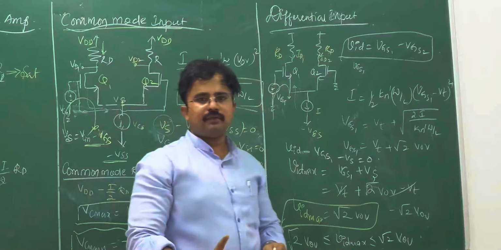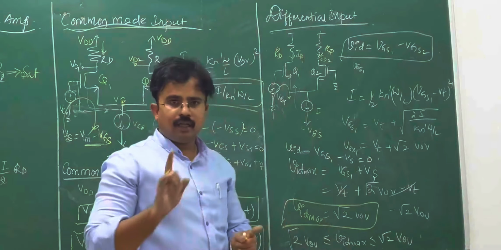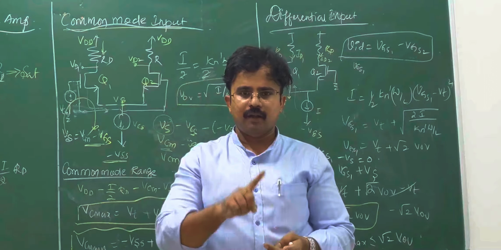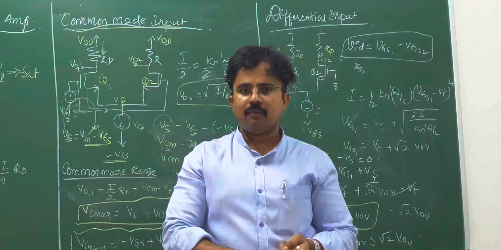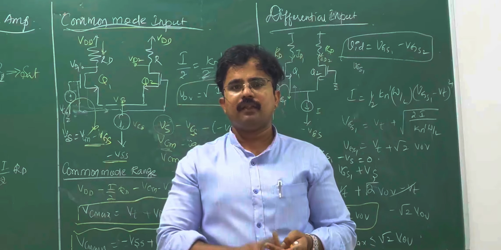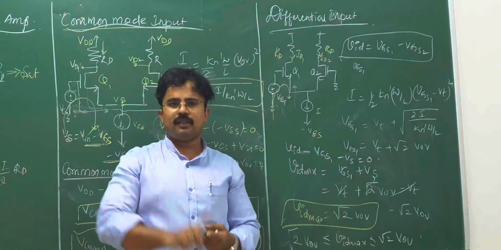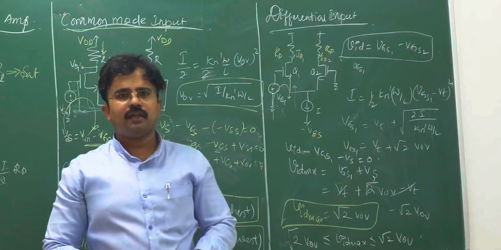So in today's class, we have observed the working of the basic differential amplifier: the working principle when you give a common mode input, and the working principle when the differential mode input is given. So what is the indication? It rejects the common mode signal, and the working functionality with differential input is understood.